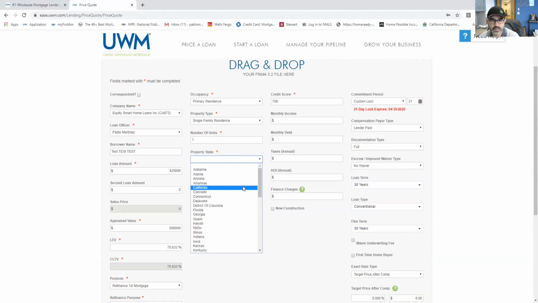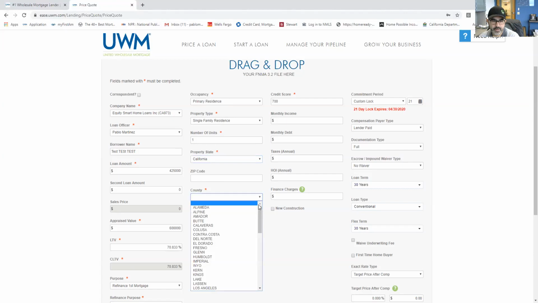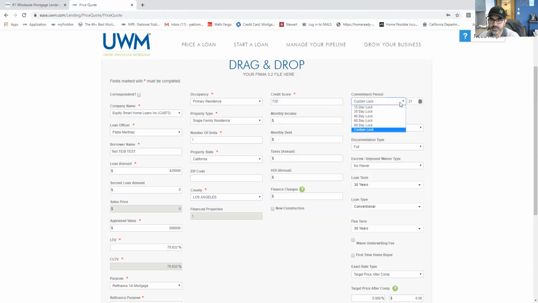property state, California. Now keep in mind when you're filling these out, you only have to fill out the ones with asterisks on them. See that? So we don't have to put the zip code if we don't want. I'm gonna put the county because it is asking for the county. Credit score, let's assume the credit score is 720. Right now we wanna do 30-day locks just to be safe. And keep in mind, since we're a diamond account with United Wholesale Mortgage, we do get a 5-day free extension. So this actually is 35 days, okay?